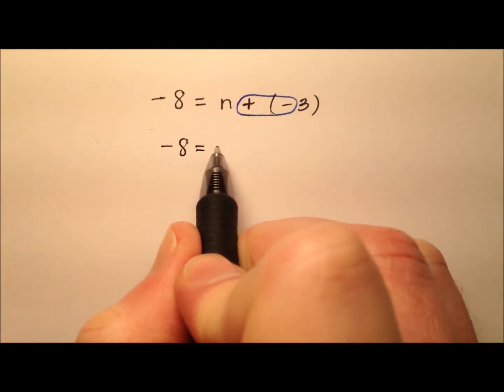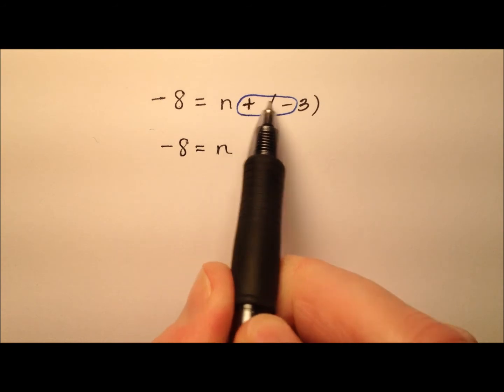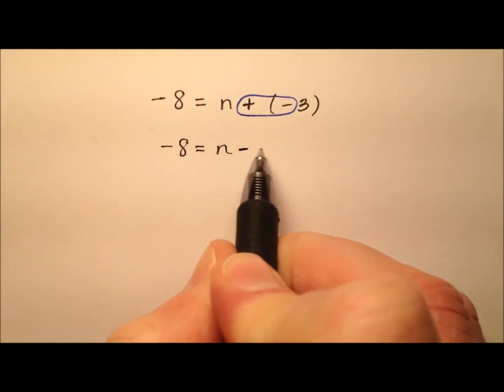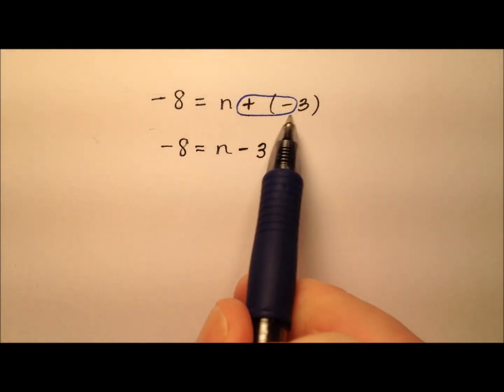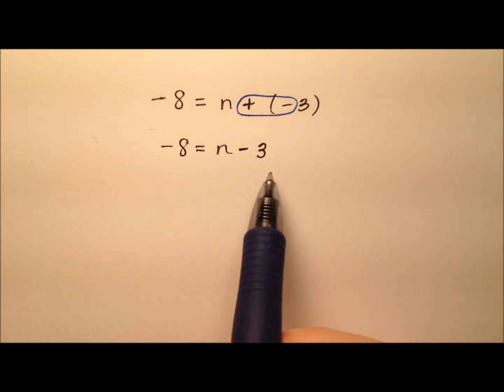So negative 8 equals n, and when I'm adding a negative number, I can just make that a subtraction. So n minus 3. Okay, so that right side has been tweaked just a little bit to make it a little easier to work with.